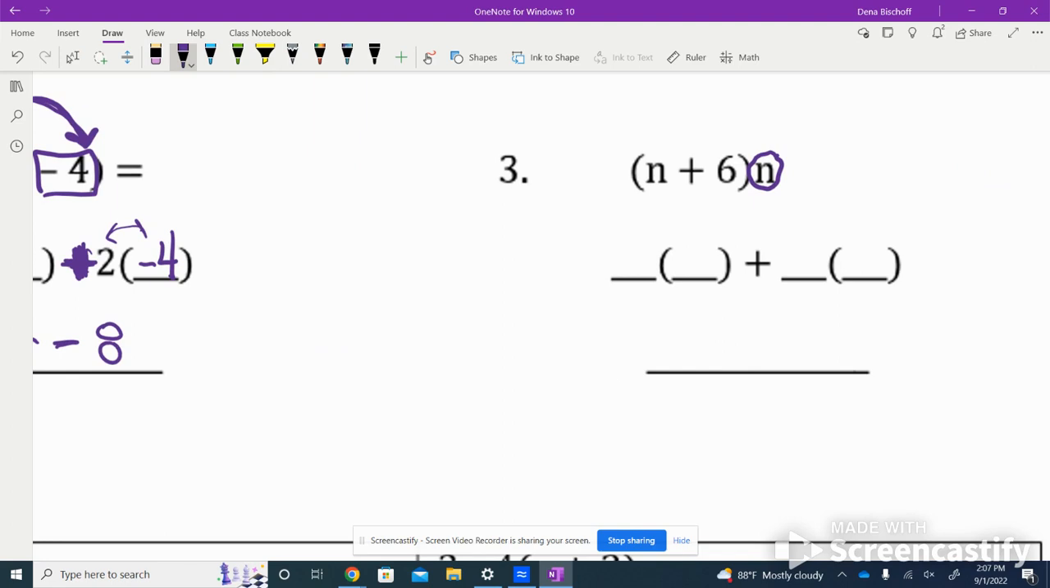So what about the n, the number that I'm distributing? It's on the other side of the parenthesis. Does it work the same way? Yes. We're going to take n times n, and we're going to take n times 6. Okay. What is n times n? N squared. N times n is n squared. Plus, what is 6 times n? 6n.